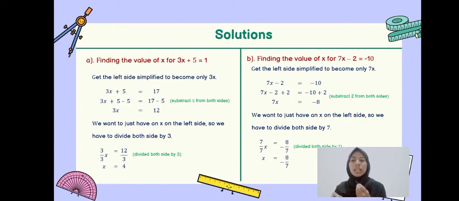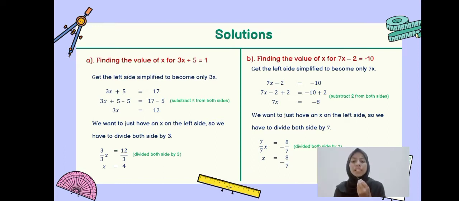So 3x divided by 3 and 12 divided by 3. So 3 divided by 3 is equal to 1, and 1 times x is still x. And 12 divided by 3 is equal to 4. So x is equal to 4.